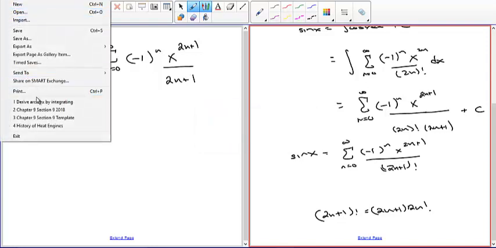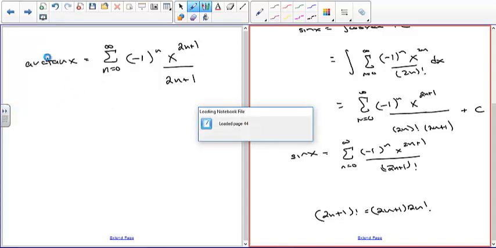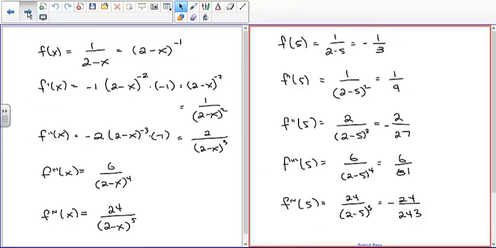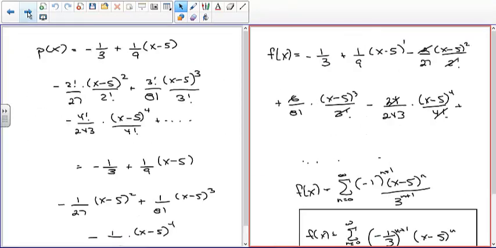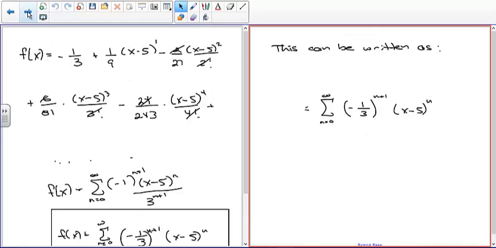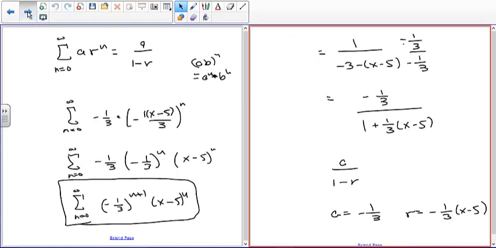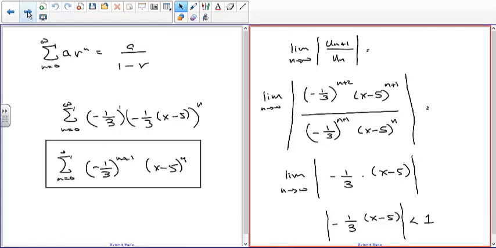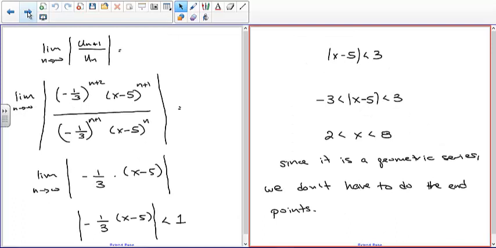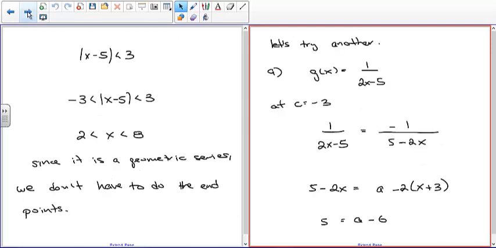Okay, so let's go back to section 9 here again. We'll do another, see if I got another problem to work through. Okay, so here's another one. So we have the function is 1 over 2x minus 5. We're going to center it at c equals -3.